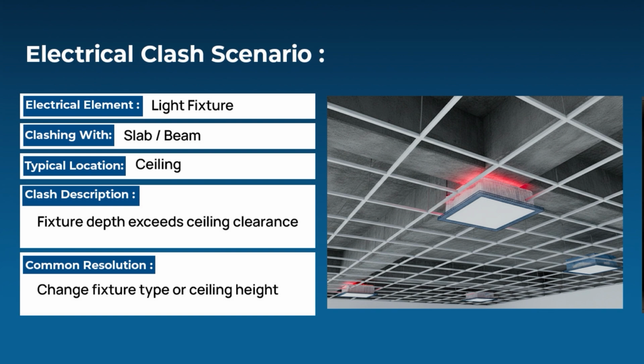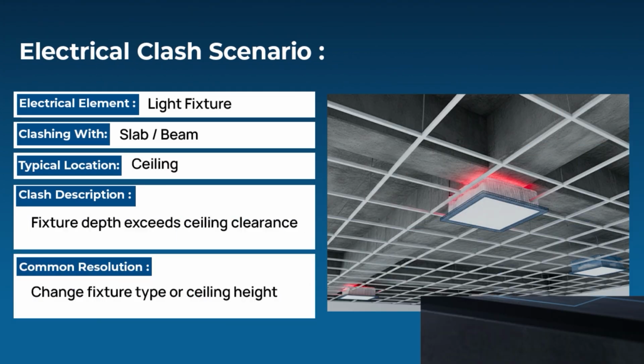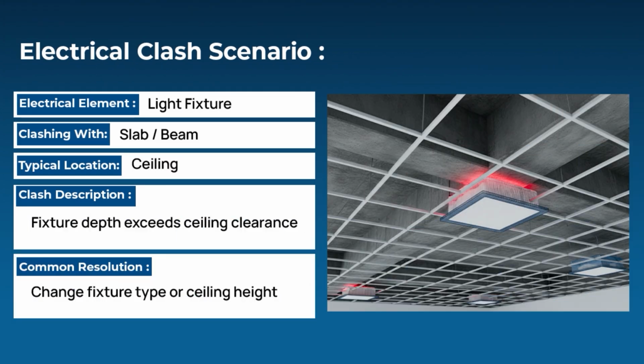Lighting fixtures. When the light fixture depth is more than the ceiling, then we have lighting fixture clashes. It can be resolved by changing the fixtures or size, or by increasing the height of the ceiling. Mostly we'll be going with changing the fixtures, as it is difficult to increase the height of the ceiling.